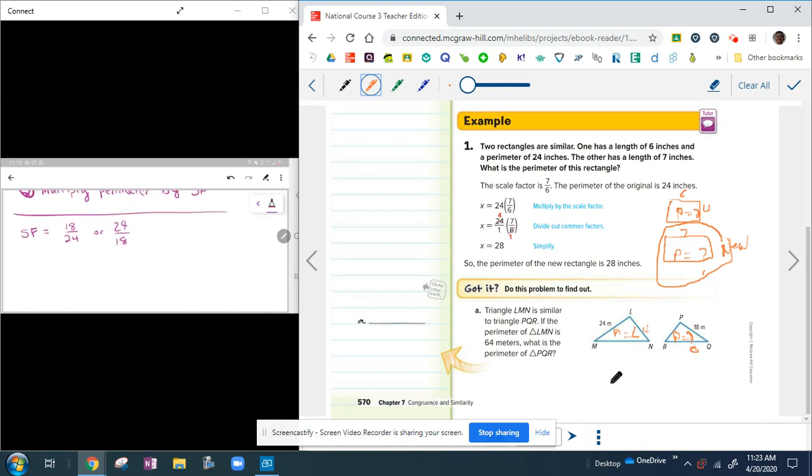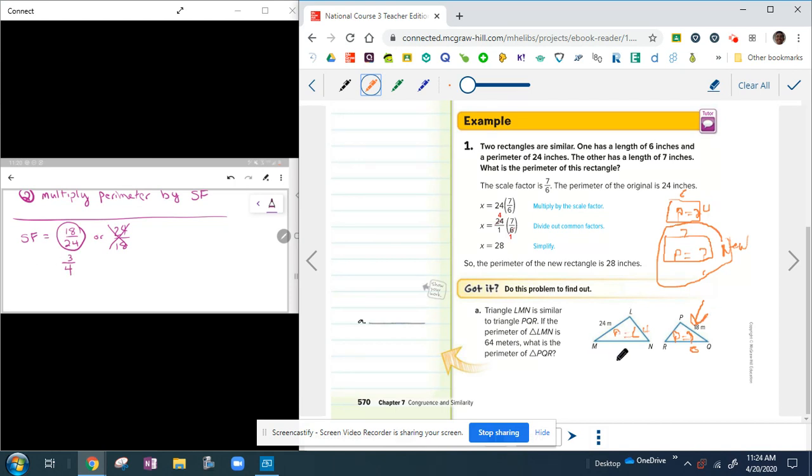So if we look over, this guy here is the one with the unknown, so we're just going to call him the new figure. We would see that it should be the 18 over the 24. So our scale factor here is 18 over 24. That simplifies, though. We can divide that by 6 on top and bottom. So 18 divided by 6 would be 3, and 24 divided by 6 would be 4. So our scale factor is 3/4.